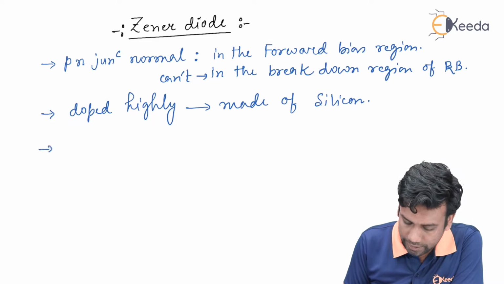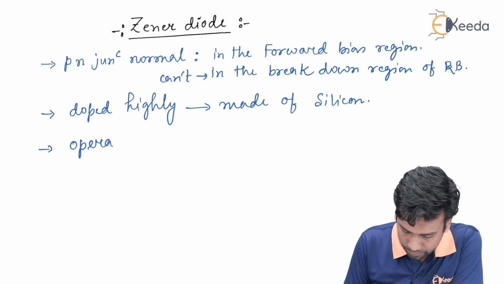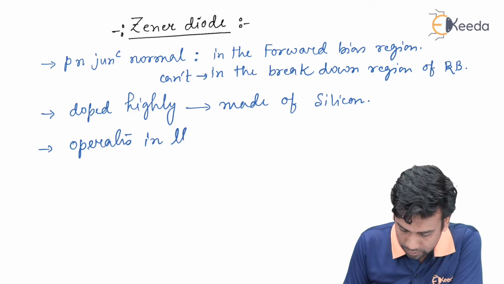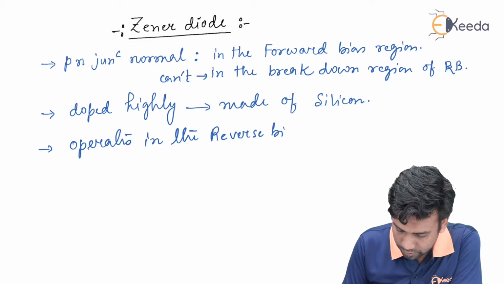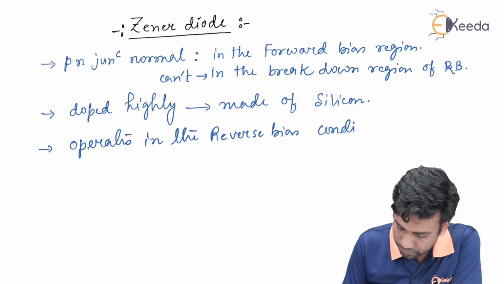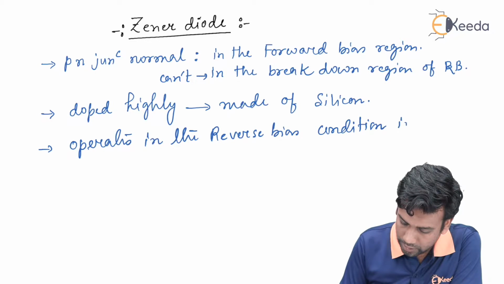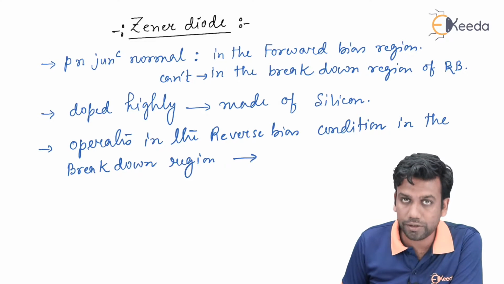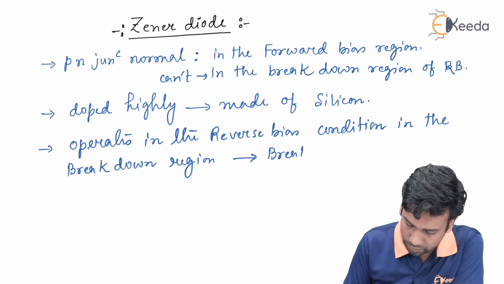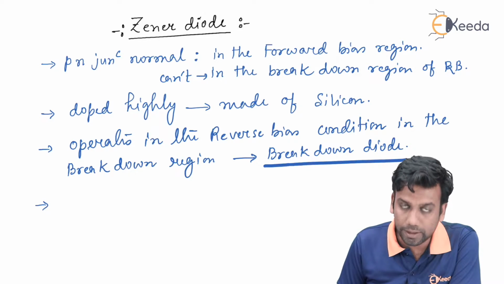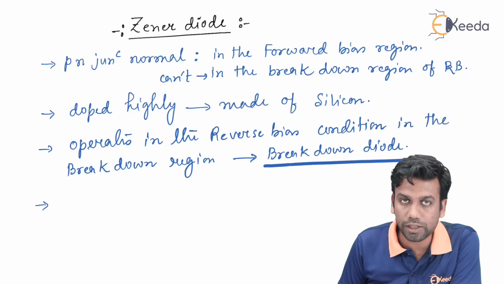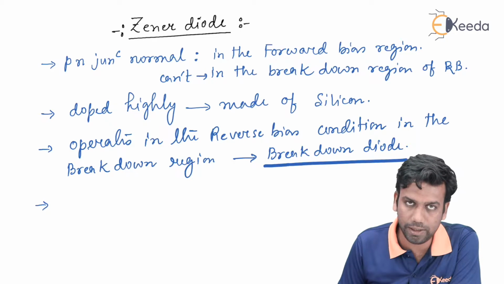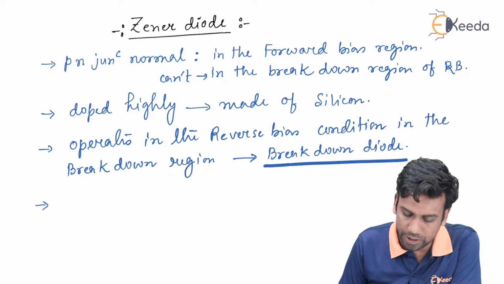As we have said, the Zener diode operates in the reverse bias condition in the breakdown region. That is why it is also called a breakdown diode. Another thing is that we have told it is doped highly, so we can say the depletion region in the Zener diode will be thinner.